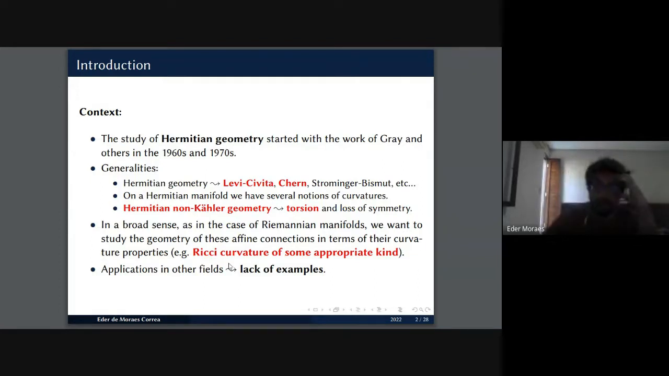In this talk, I will focus on a special type of Ricci curvature. On Hermitian manifolds, we have a lot of concepts of Ricci curvatures, and I'm going to try to talk a little bit about two types. Just to mention, we have a lot of applications of Hermitian geometry in other fields like theoretical physics, and typically in this setting, we have a demand for examples, right?